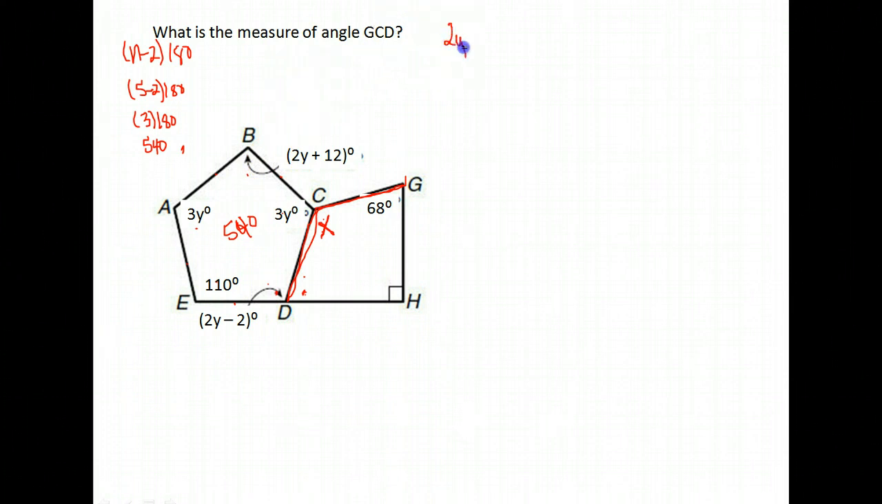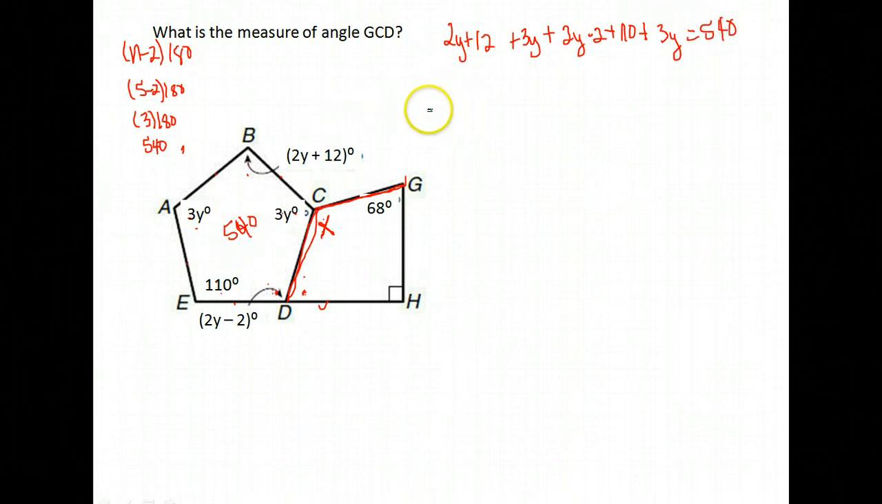I'm going to add all of those interior angles I have. So 2y plus 12, plus 3y, plus 2y minus 2, plus 110, plus our final angle 3y should equal 540 degrees, again because they are the interior angles of a 5-sided figure.